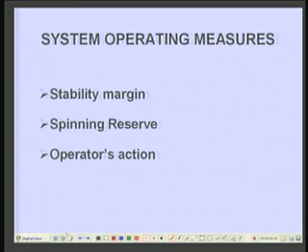Then we talk about the system operating measures. What measures can be adopted so that when we operate the system, the system will not go into voltage collapse phenomena. The approach is very simple. You operate the system so that it has a sufficient stability margin. It means right now at the operating stage you design that loading should not go above a particular limit, so that you have sufficient voltage stability margin.